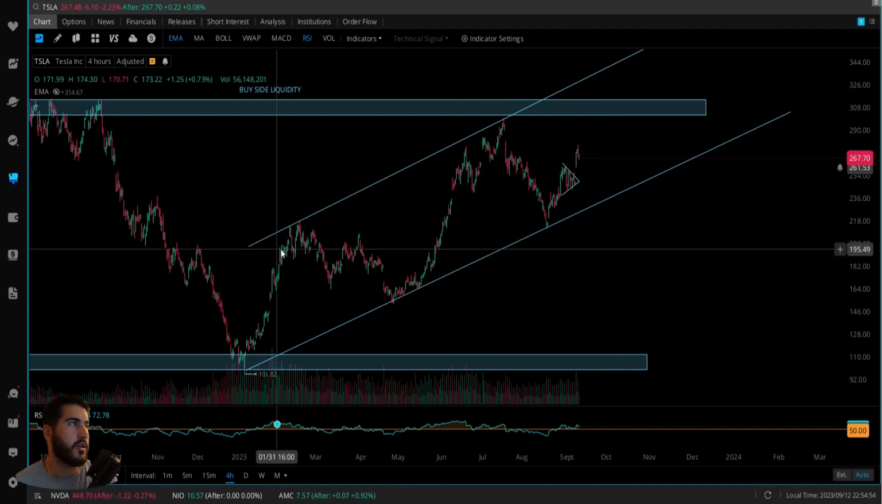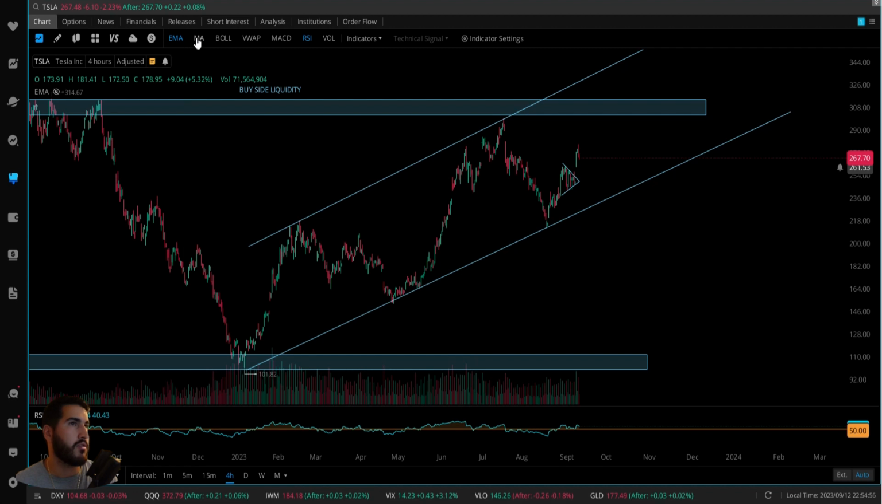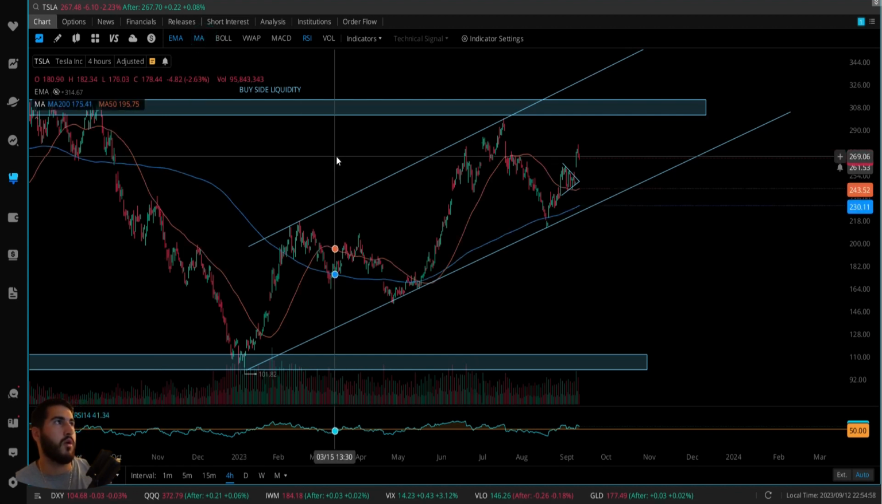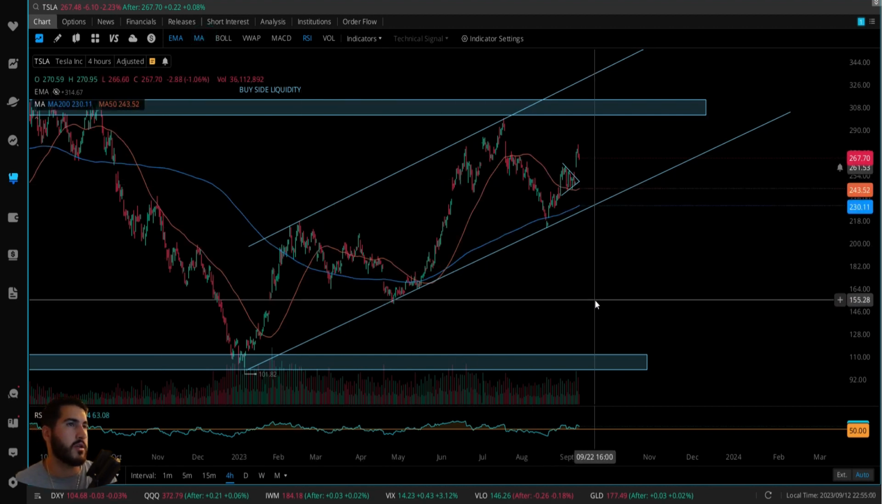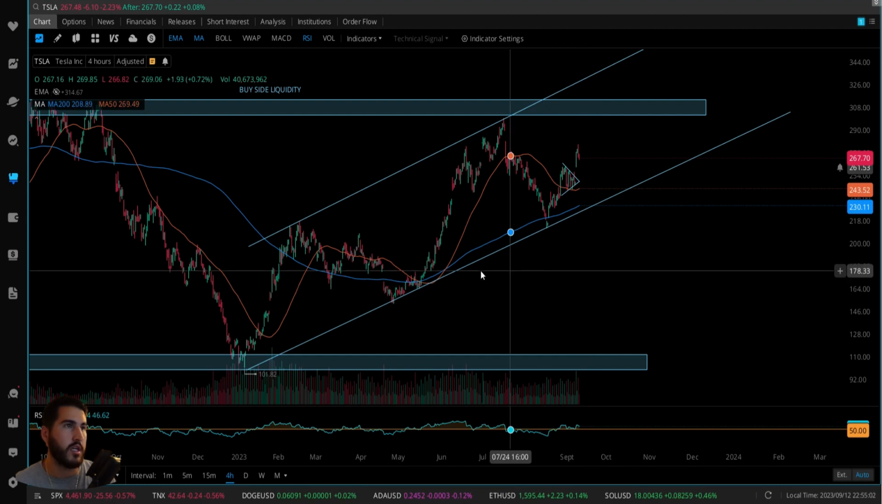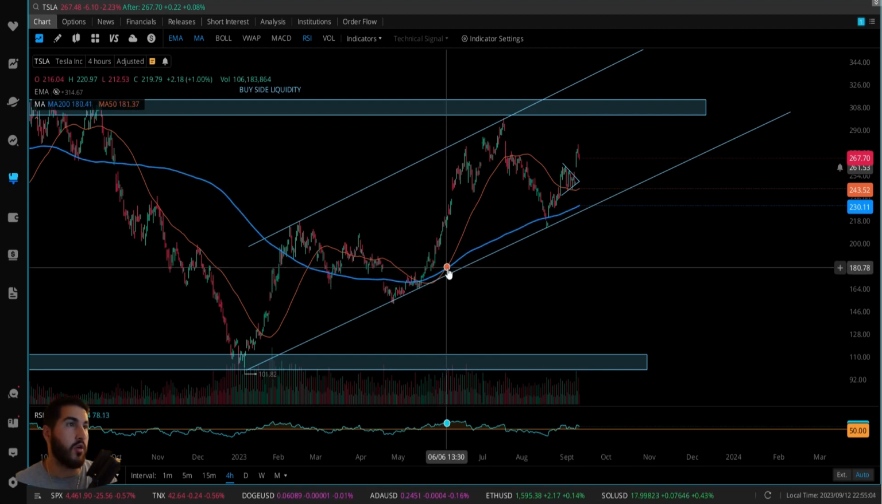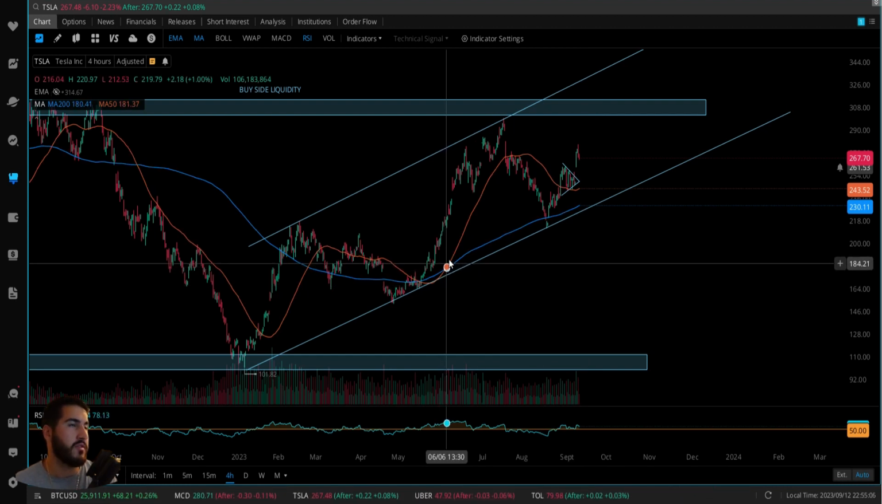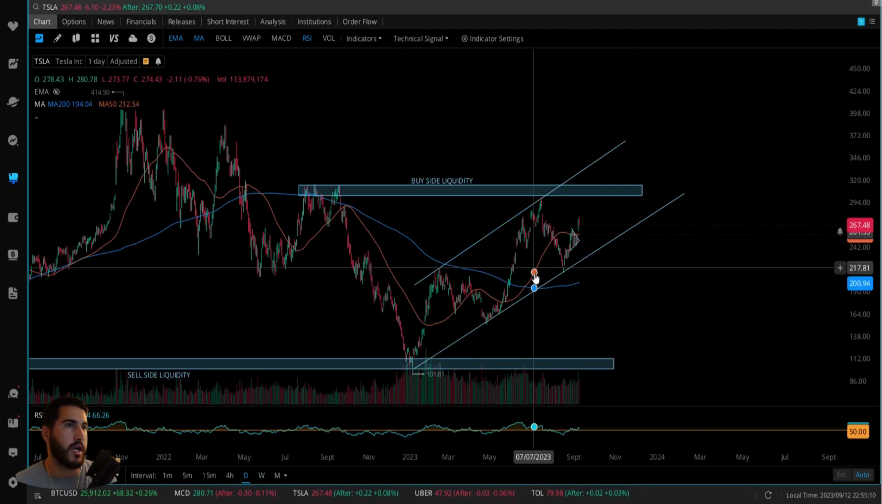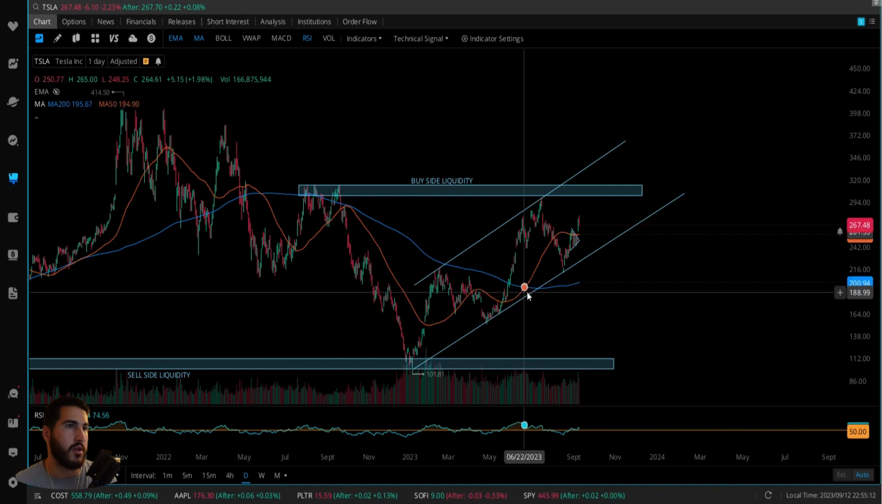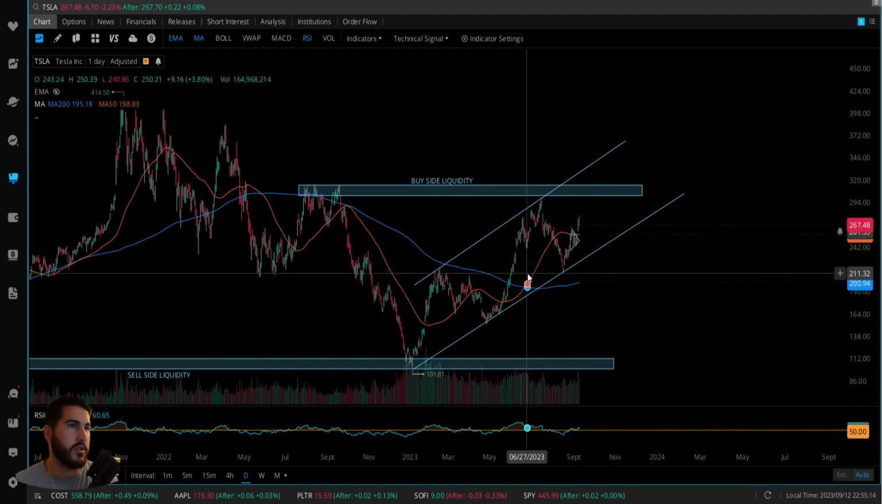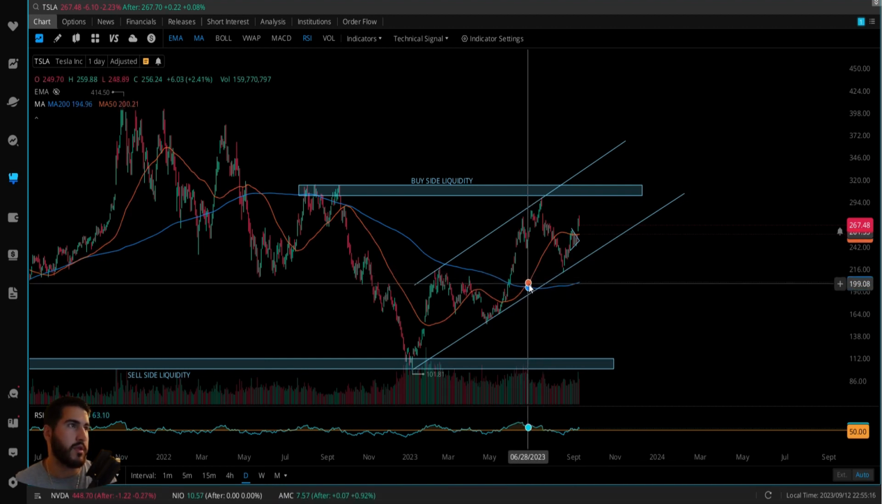Now, the first indicator that I want to show you is more of a macro indicator, and it is the 200-day moving average combined with the 50-day moving average and what's known as a golden cross. When the 50-day moving average moves above the 200-day moving average on the daily chart, as you can see happening right here, that is a bullish signal for the stock. And typically when that happens, stocks move higher.